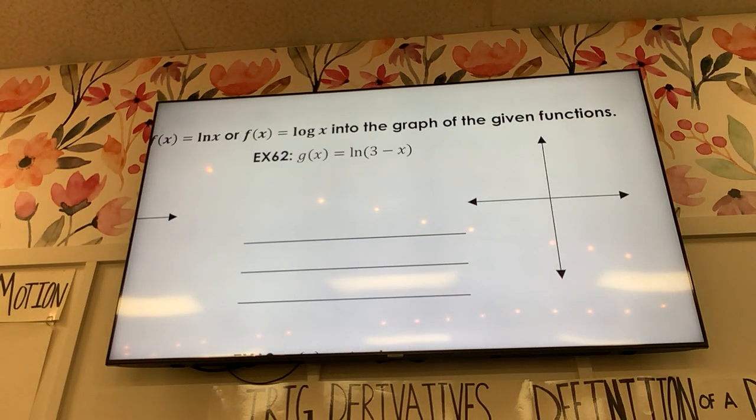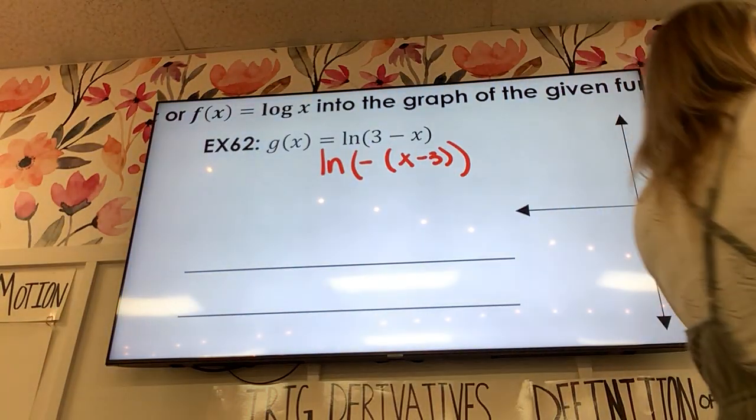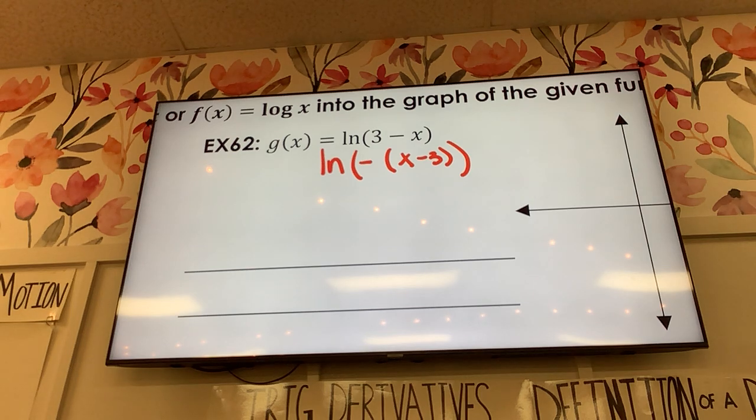All right, go to 62. Now in 62, I'm noticing that my x is negative. There's something in front. So just like all the other functions that we've done, if there's something in front of the x, you have to undistribute it before you start describing your transformations. So we are going to undistribute that x, and I'm going to write it in order so it's a little bit clearer what my transformations are. Does that make sense? I took the negative out.